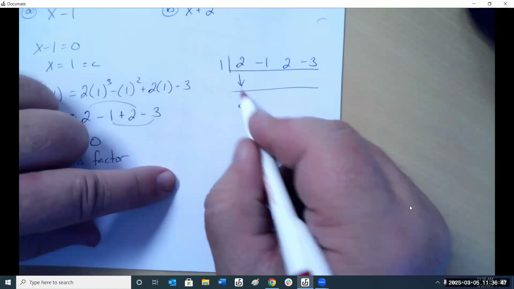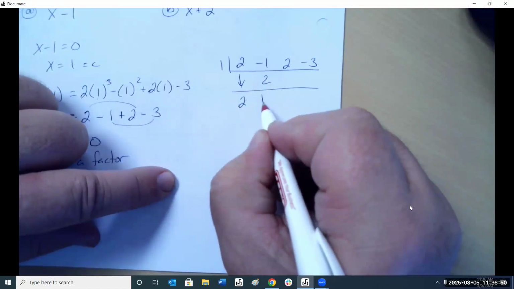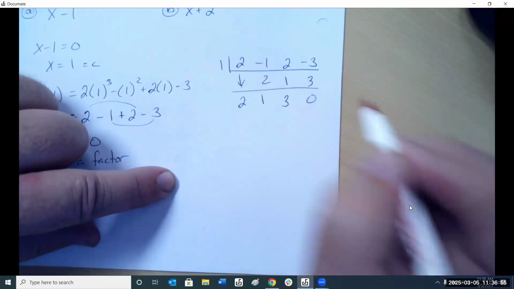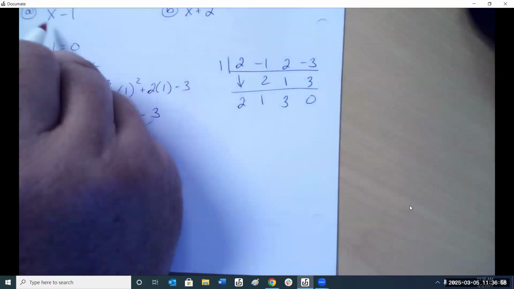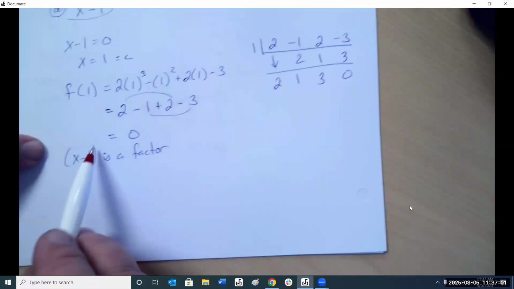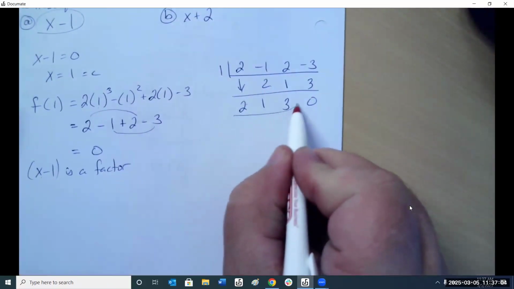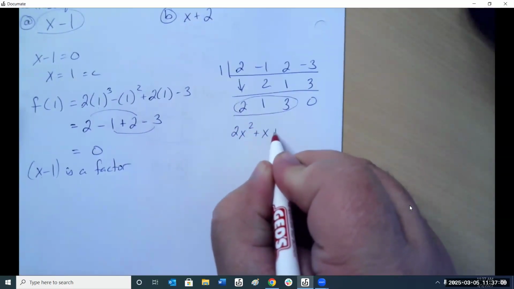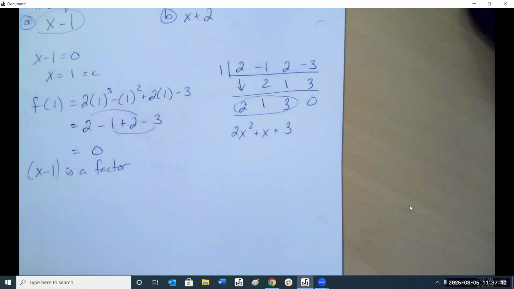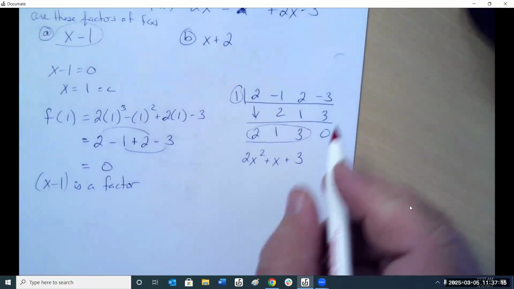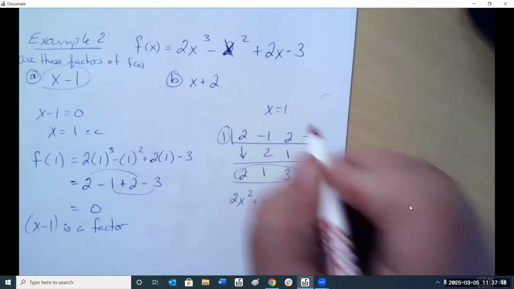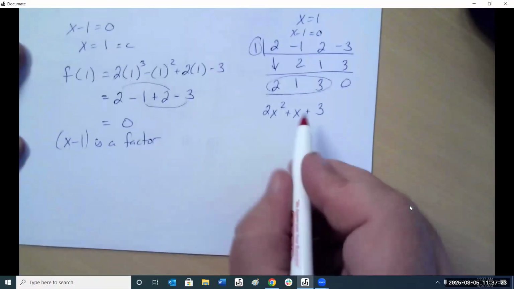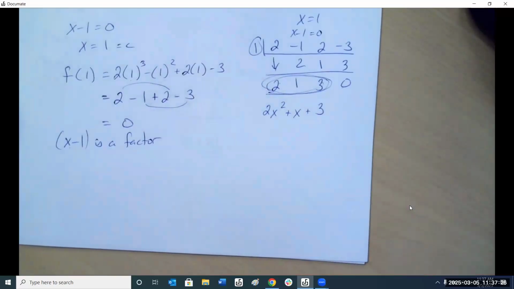So the first number comes down. 1 times 2 is 2. 2 minus 1. 1 times 1 is 1. So we know that x minus 1 is a factor. Now we only have to look at this. The 0 is the remainder for x minus 1. This one tells us that x equals 1 is a solution, which means that x minus 1 is a factor. Now, this is the only equation we have to look at.